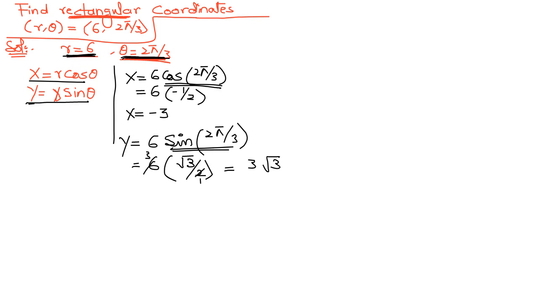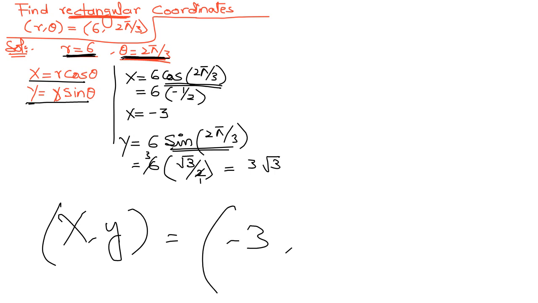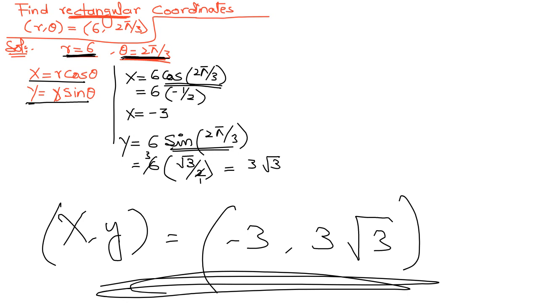Okay, so what are the values of x and y? Minus 3 and 3 times square root of 3. So when polar coordinates are given, we have to use this formula. Now I give you another example.